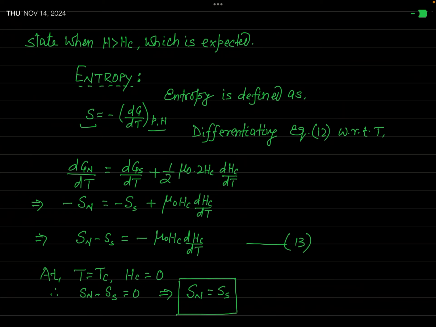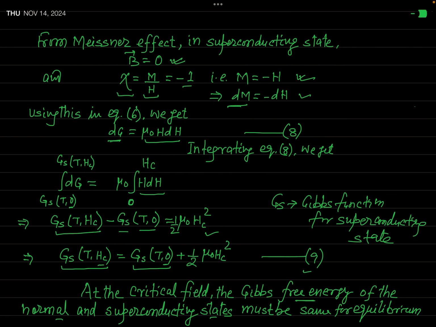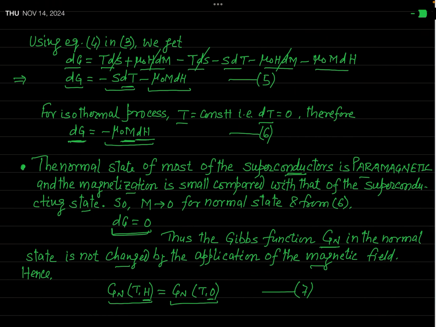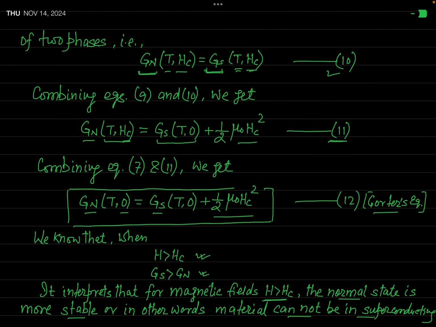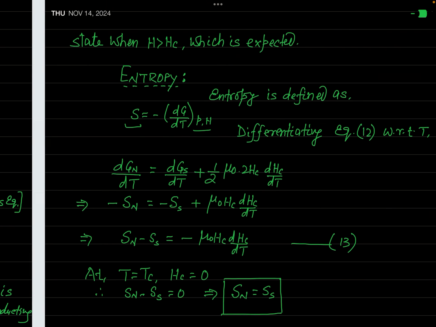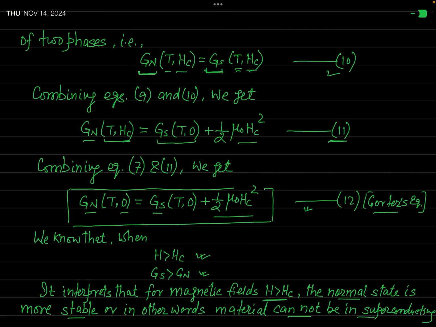Now, we have to know about the change in entropy between the normal state and the superconducting state. And we have the basic equation here, Gs, yes, this equation 12. From this equation you can find the entropy of the system in the normal state and in the superconducting state. For that, let us differentiate this equation 12 with respect to temperature T.